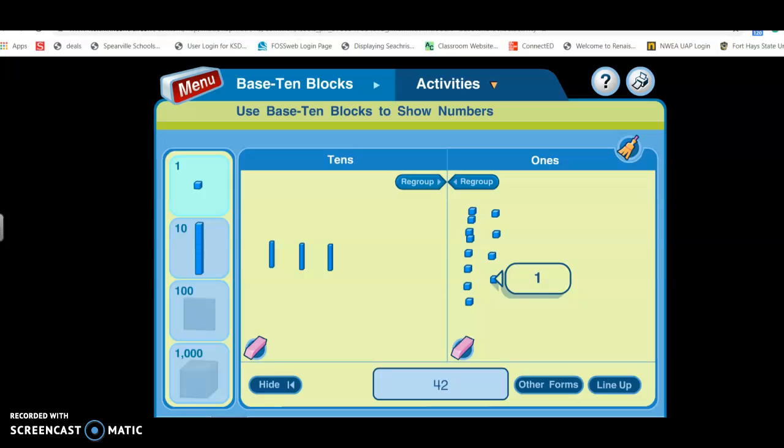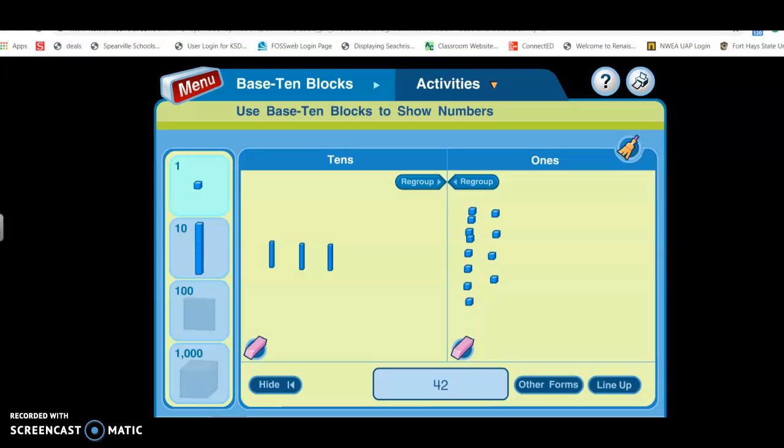How many tens do I have? 3. How many ones do I have? 12. Now, since I have 12, can I make 10 from 12? Yes. Think about this without me even regrouping right now. If I put 10 over here on the ten side, how many do I have left over?